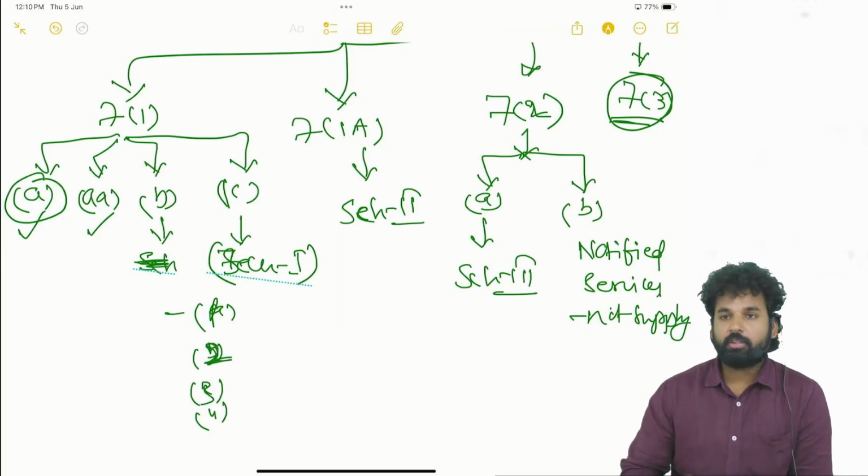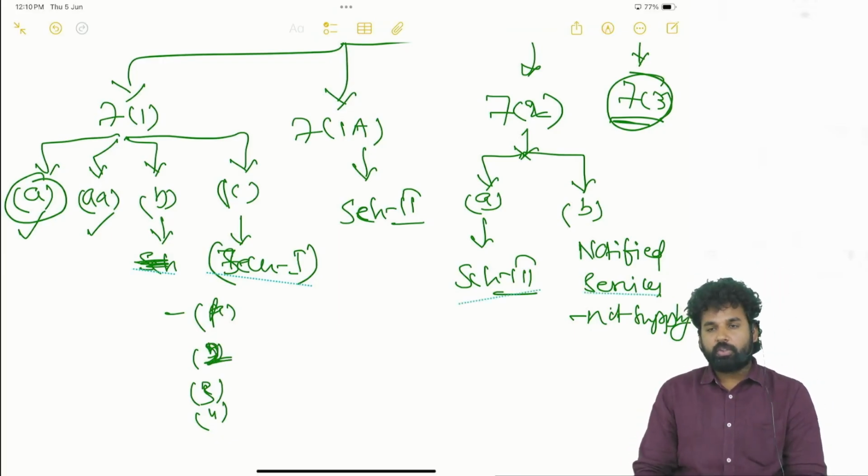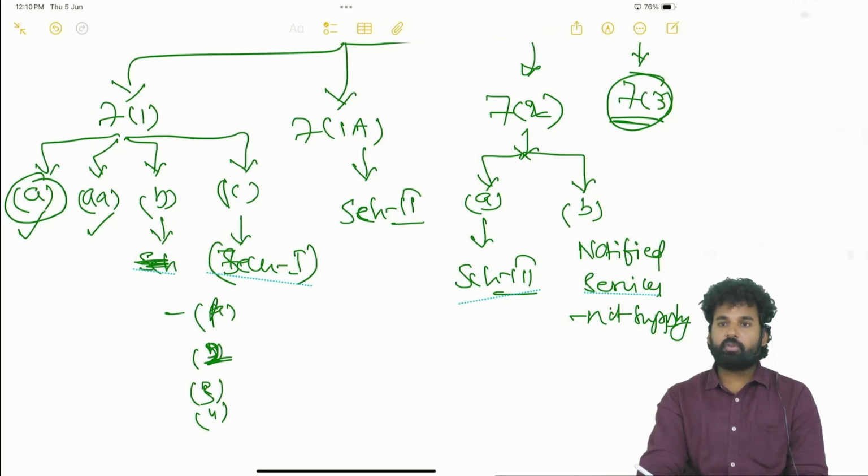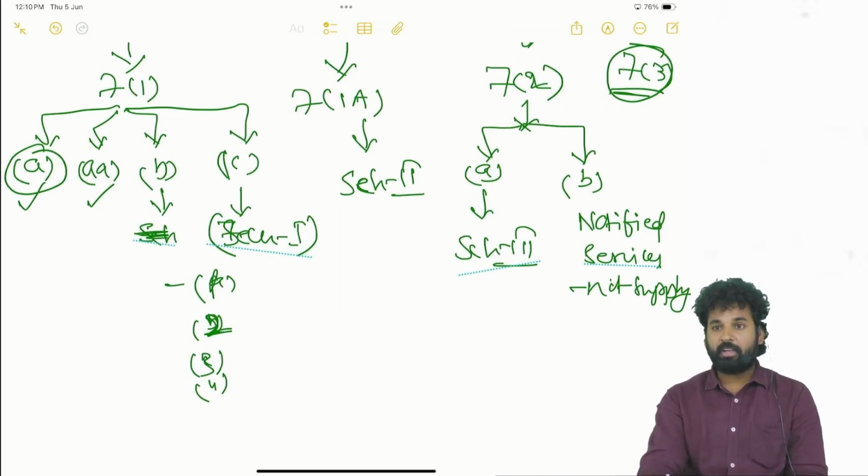Second one, supply between related persons or between distinct persons, even without consideration, is still a supply. Next, 3, transfer of goods from principal to agent or agent to principal will be considered a supply, provided the agent has the right to issue the invoice in his own name, or the right to receive the invoice in his own name. Then it is a supply.